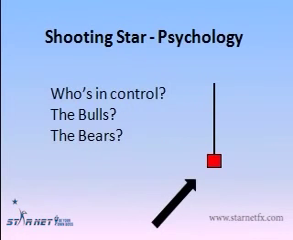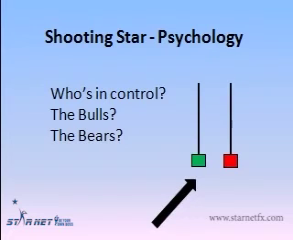Let's look at the psychology of the pattern now to see who is in control, the bulls or the bears. The bulls continue the uptrend by gapping the price up at the open and then driving it to new highs. Realise that at this stage the candle is a large green candle and everything is looking bullish. However, at this stage the bears then fight back strongly and drive the price back down to the close. Higher prices are rejected.